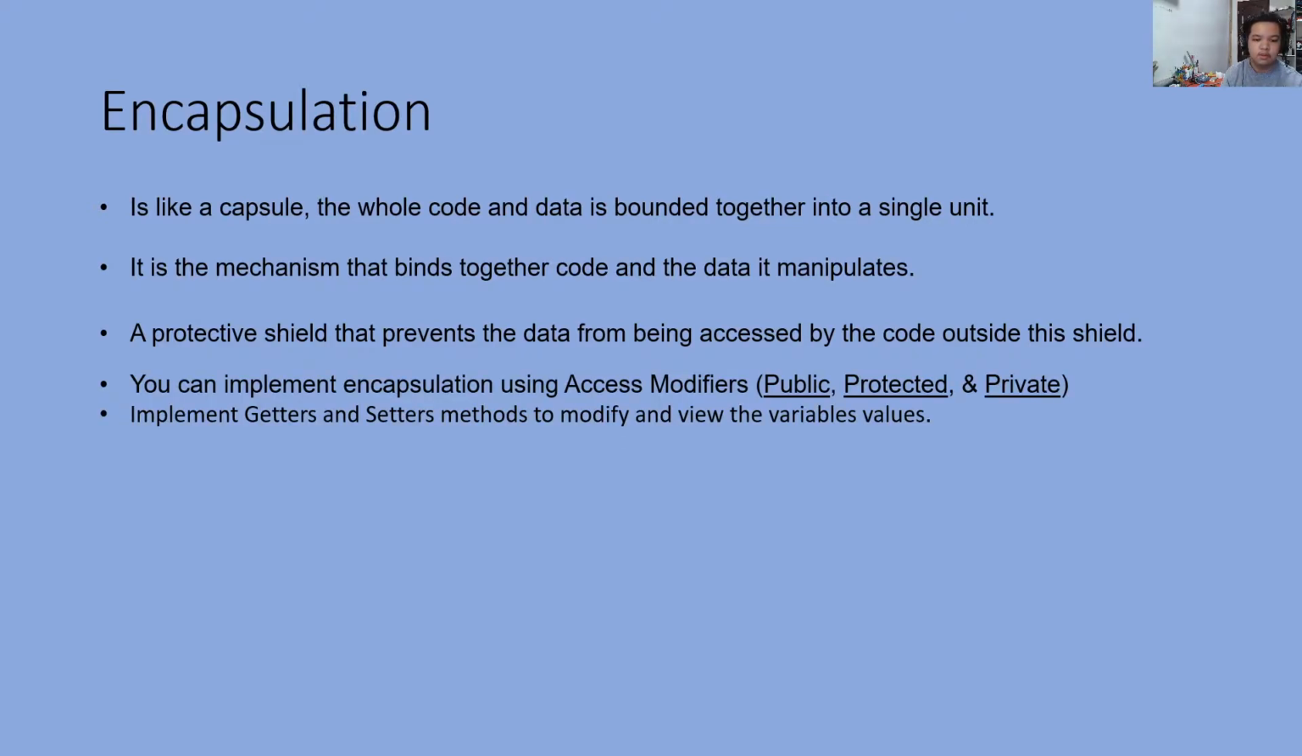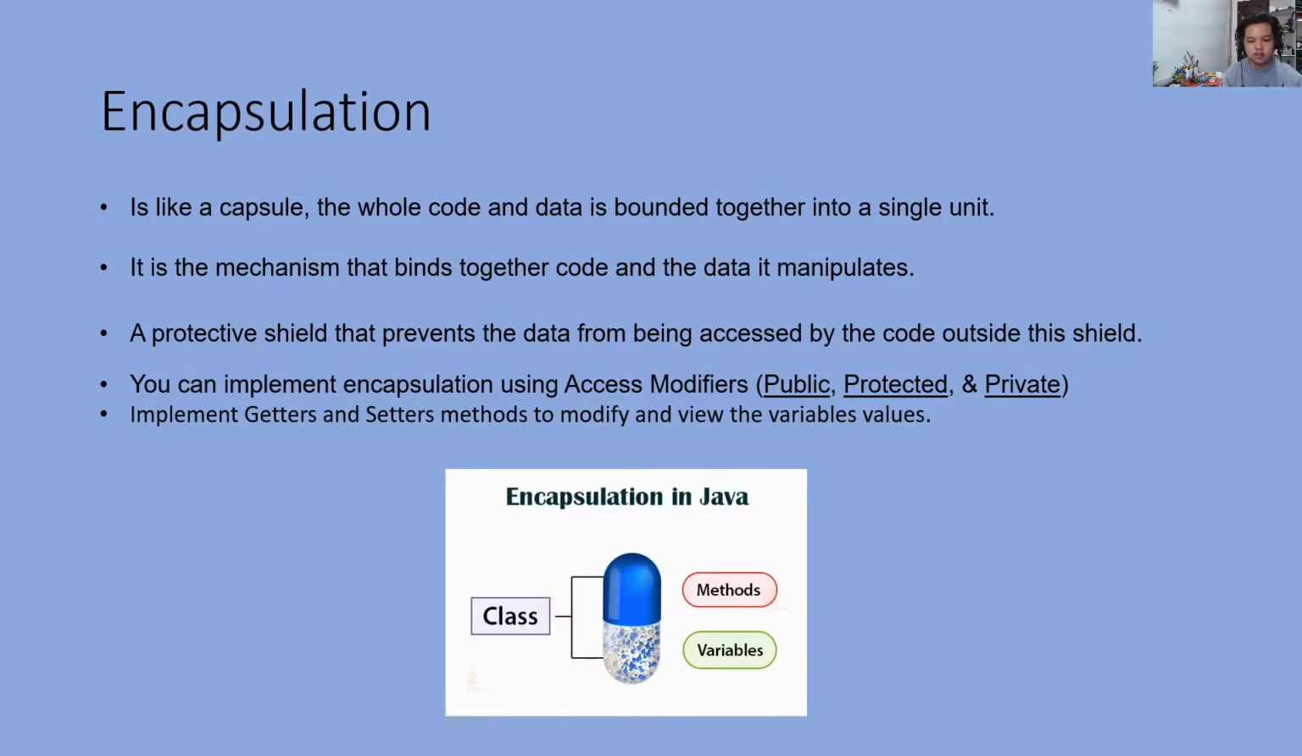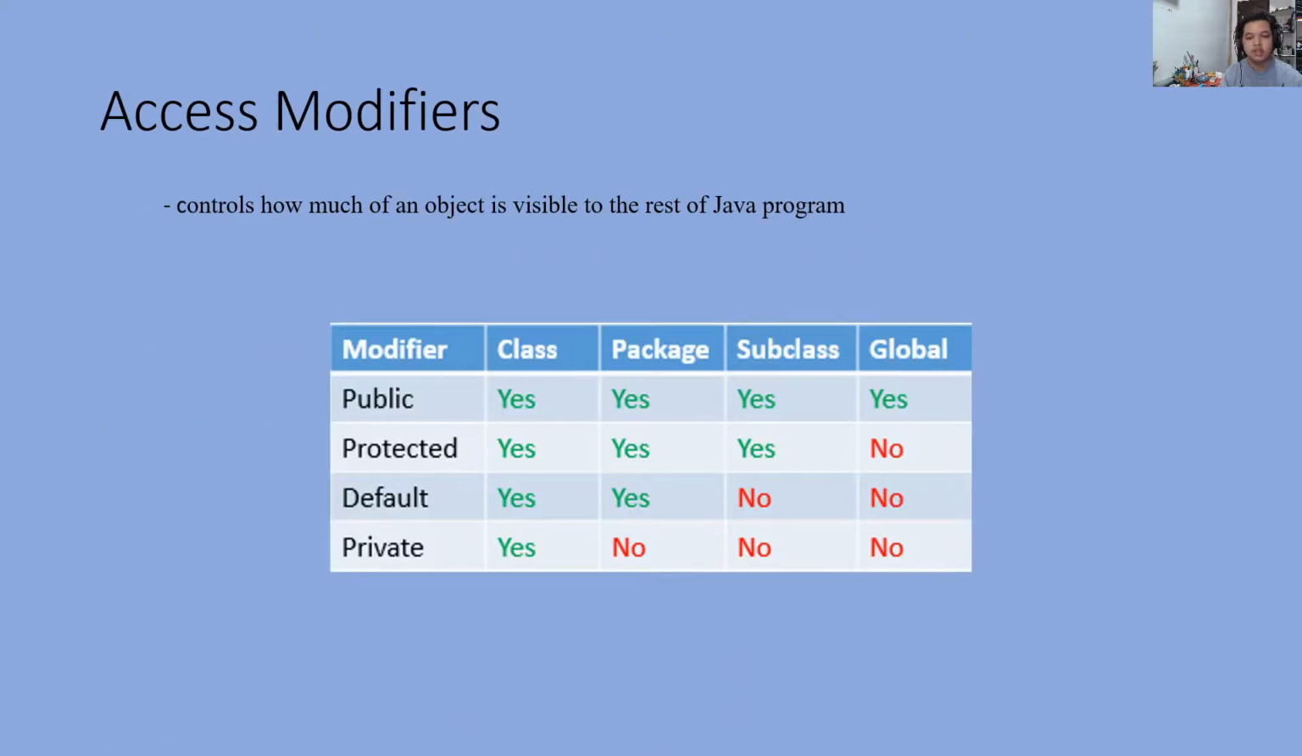You can implement encapsulation using access modifiers. These are public, protected, and private. You can also implement getters and setters methods to modify and view the variable's values. You can imagine encapsulation is like this. Access modifiers control how much of an object is visible to the rest of the Java program.